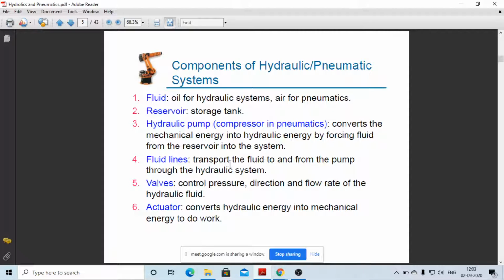Fluid lines transport the fluid from the pump through the hydraulic system. Then there are valves. Valves control the pressure, direction and flow rate of the hydraulic fluid. The important valve is the DCV, directional control valves. Then the relief valves.